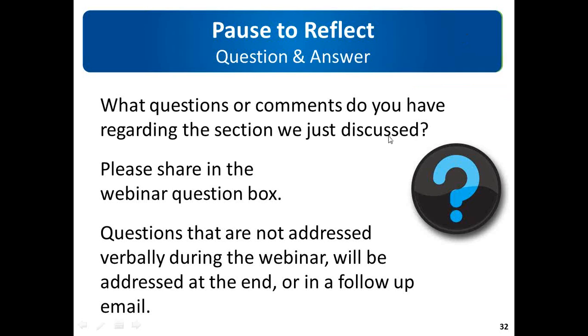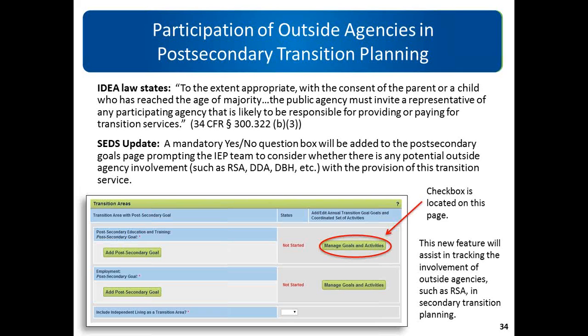And so here at the state level, we are always monitoring how LEAs are involving those outside agencies. And so we've added a new feature that will make it easier for us to track the involvement of outside agencies, and easier for you because it will prompt you and remind you to think about if there's any potential involvement of outside agencies. So a new checkbox is going to be added on the Goals and Activities page for secondary transition planning. And this checkbox, it'll be mandatory.